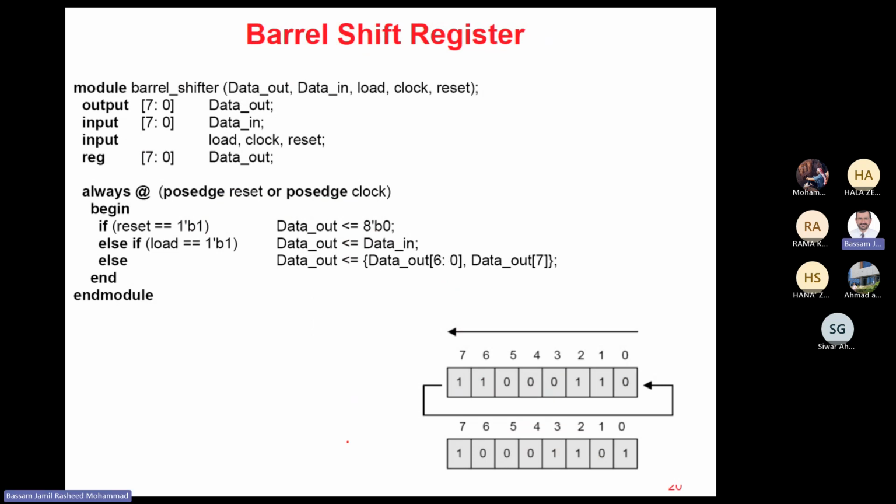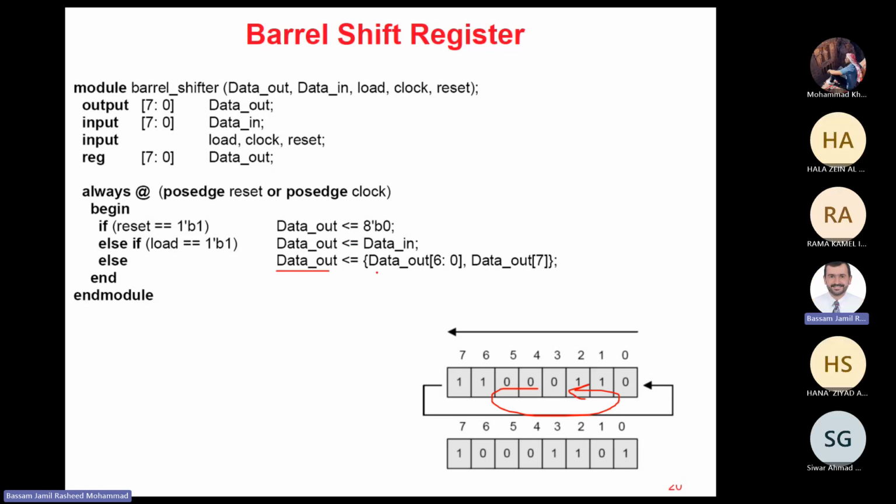Here is a barrel shifter. Basically we are doing a rotation of the data like so. So this is to the left. The data out, we will get these bits plus.